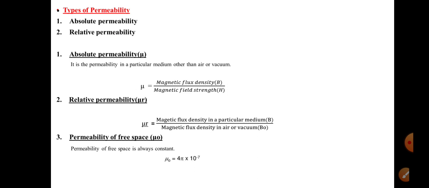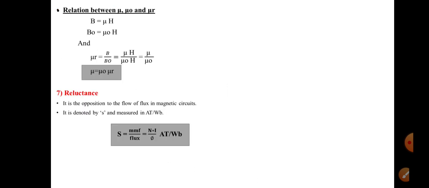Absolute permeability is denoted by mu, and it is the ratio of magnetic flux density B divided by magnetic field strength H. Relative permeability compares with the permeability of air or vacuum. It is denoted by mu R, and it is the ratio of magnetic flux density in a particular medium B divided by magnetic flux density in air or vacuum B naught. The permeability of free space is always constant, that is mu naught equals 4 pi times 10 raised to minus 7.